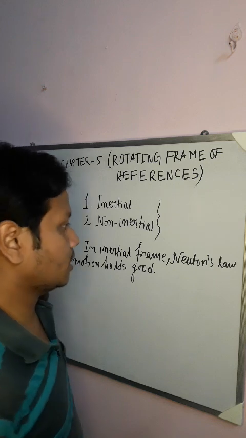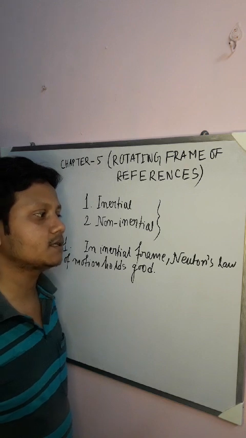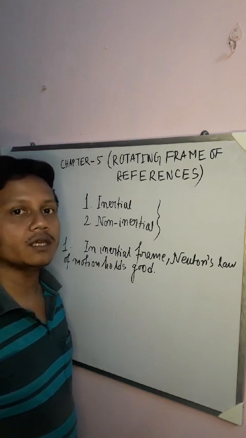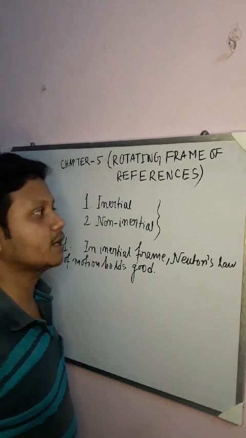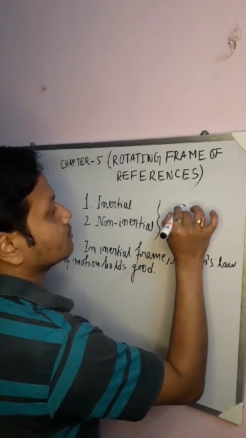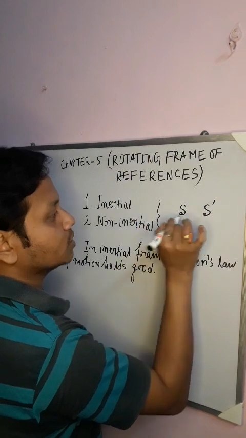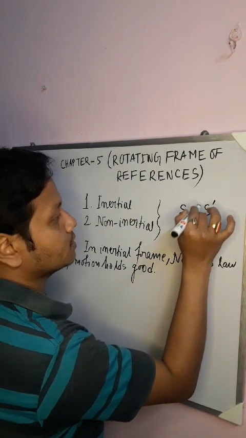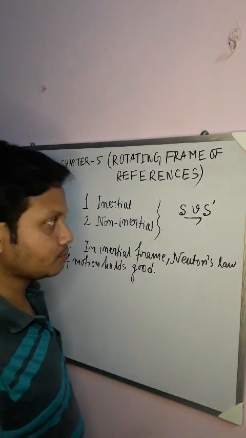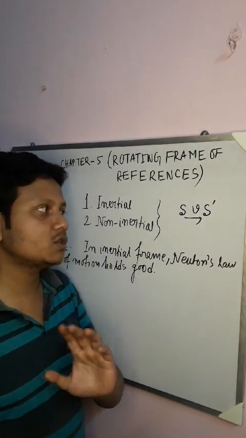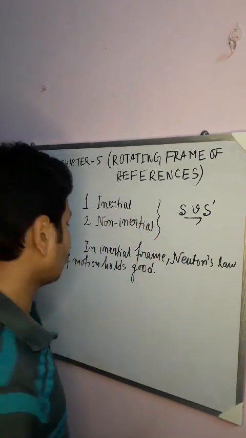Now here one thing is important: any frame that is moving with a uniform velocity with respect to an inertial frame is also inertial. Suppose there is an inertial frame S and another frame S dash is moving with respect to S with a constant velocity, say V, then S dash is also inertial. So any frame that is moving with constant velocity relative to an inertial frame will also be inertial.